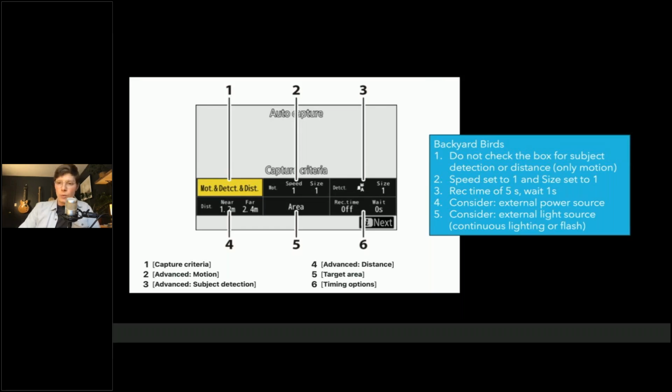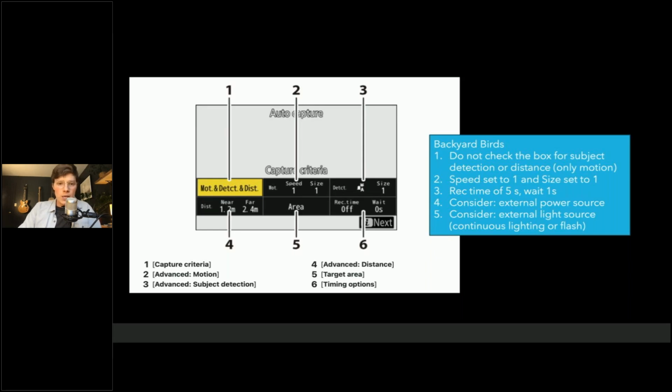Next, I set speed to 1 and size to 1. Essentially, it goes 1 to 5 on both of those items. If you select a bigger number, it's essentially saying only trigger if something really small comes into frame. For me, I'm just going kind of broad strokes. I don't care if the camera takes thousands of photos. I'm happy just going through and selecting the best photo. But feel free to play with this and dial it in to the type of subject matter that you are photographing.